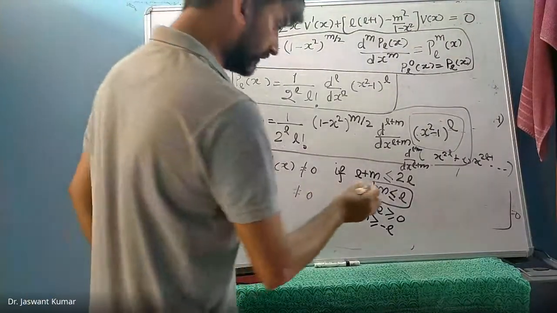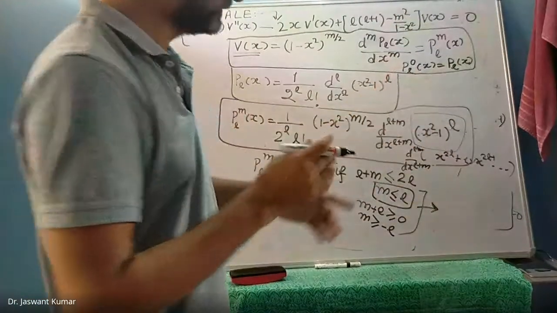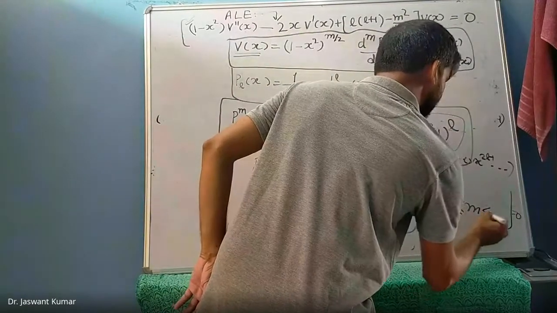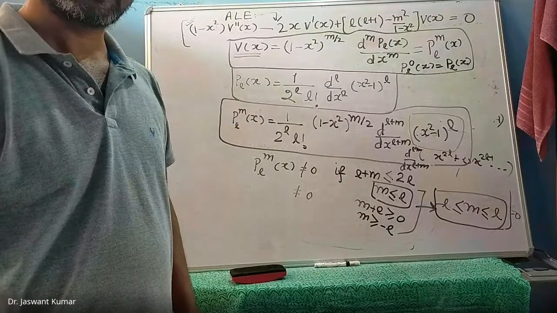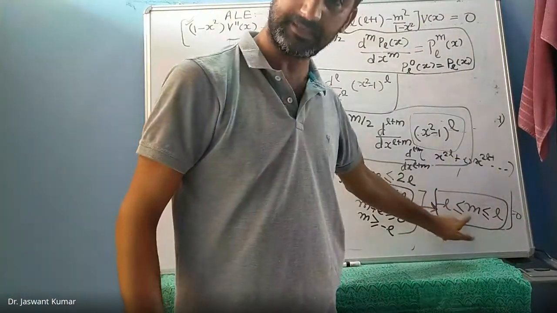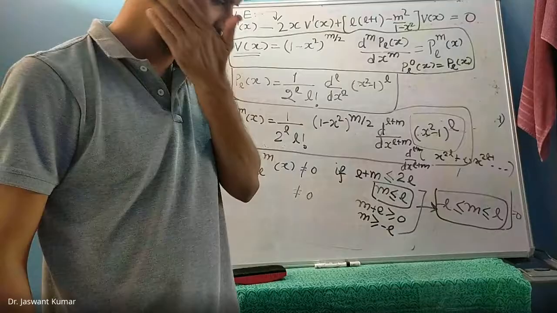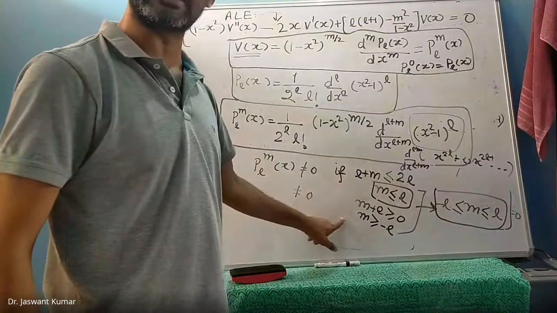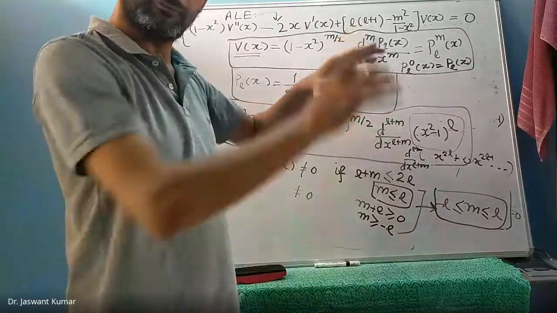So overall from here, what do we find? What are the conditions on m? That m can take values between minus l and plus l. Do you remember this condition? This appears somewhere, in quantum mechanics, the magnetic quantum number. This is the mathematical reason for that, because there also we are solving this.